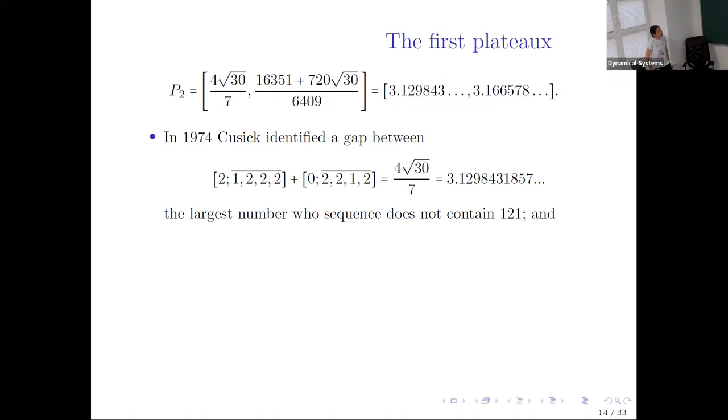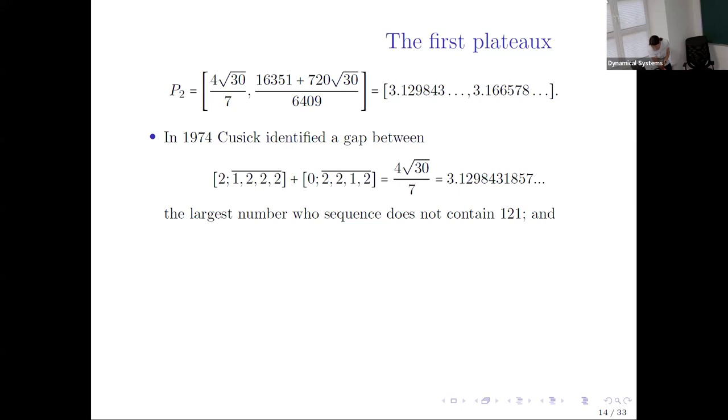This one, in fact, was found by Kusik in the 1970s. He didn't have access to any advanced computers like you have now. So he started with simple questions that consider all possible sequences which do not contain one to one.